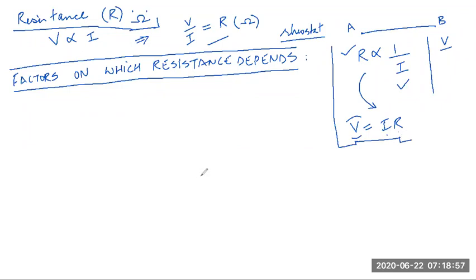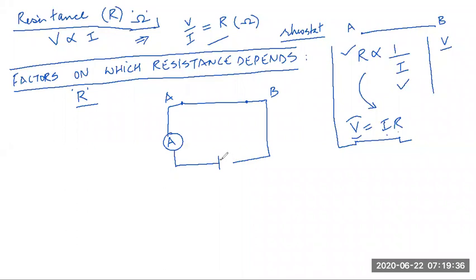Then the second thing is factors on which resistance depends. Even resistance depends upon some factors. Now, we do a small experiment. Let's take a conductor AB. We have in series an ammeter which can measure current, and then from the ends A and B, it is connected to a battery, right? Let's say this is a 2-cell battery.